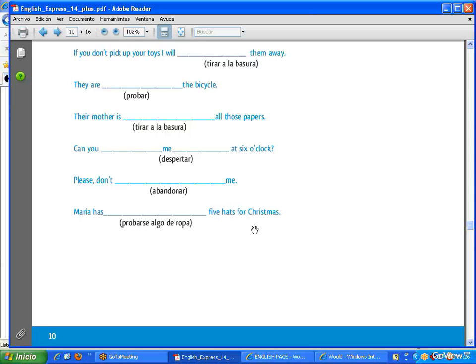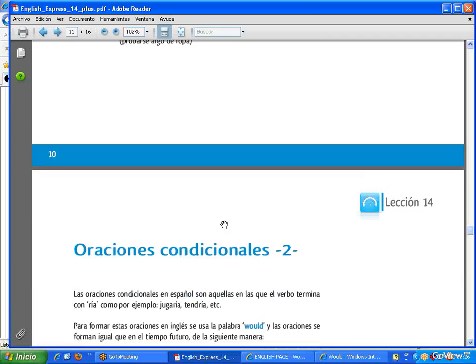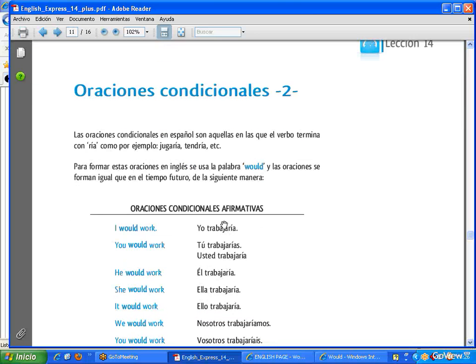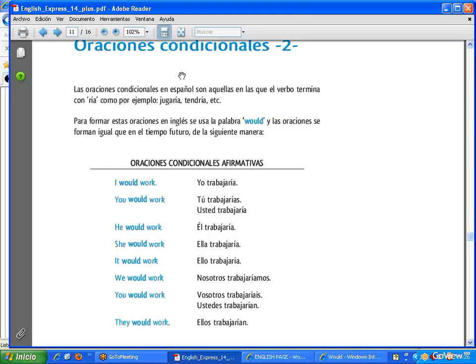Now, we're going to look at some conditionals here. And last time we looked at the first conditional, and we learnt to use it with the future tense, the auxiliary modal verb will. And this is very, very similar in structure. This is the word would, would.